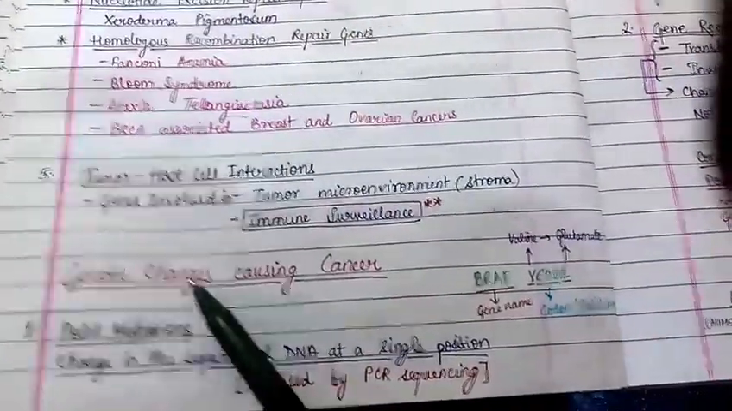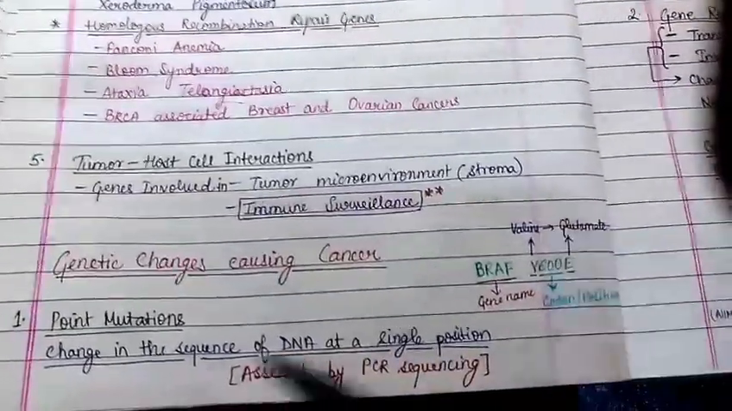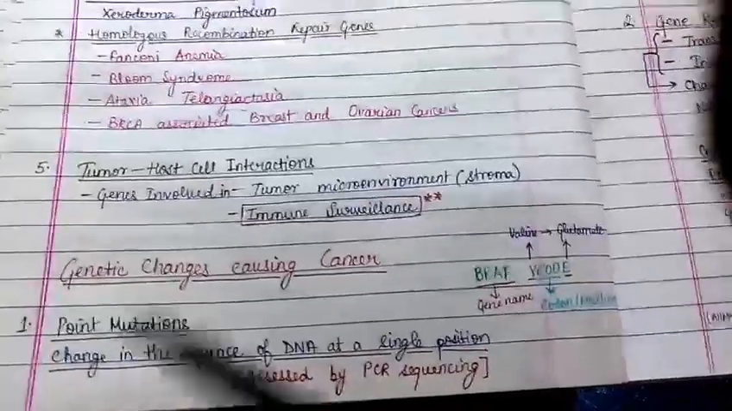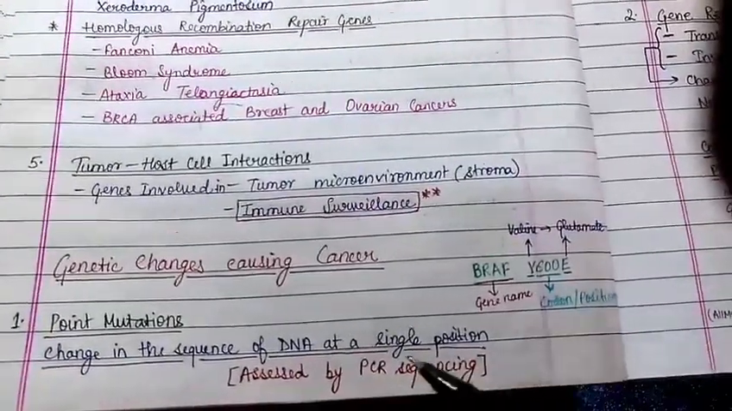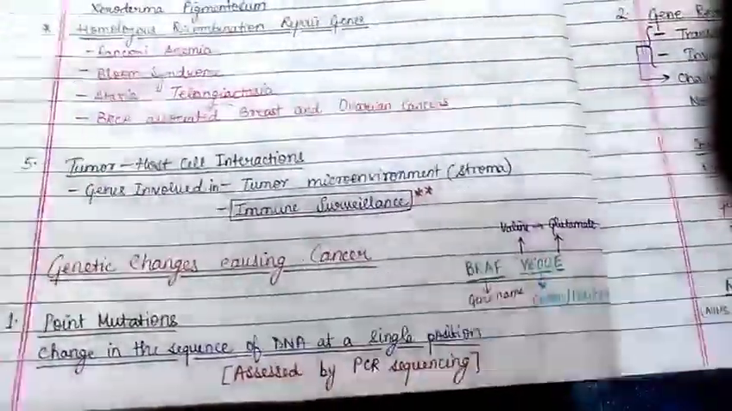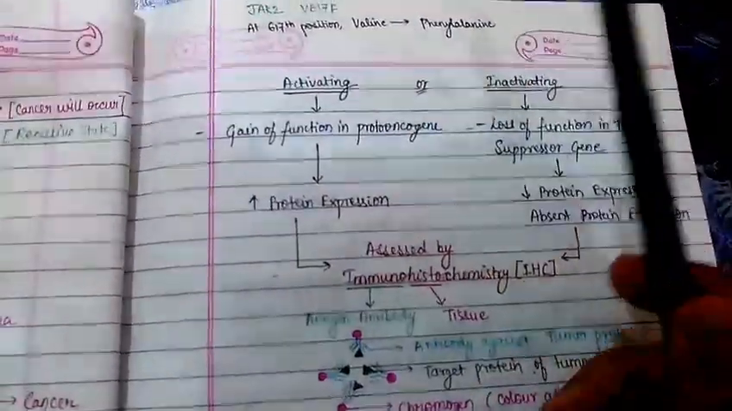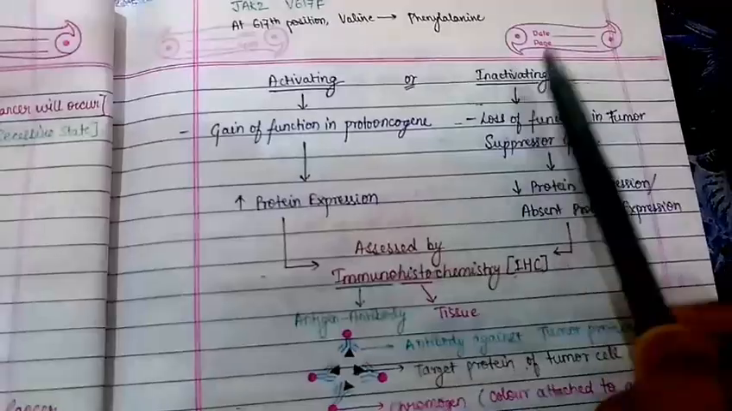Now the second part is genetic changes which cause cancer. The first one is point mutations. Point mutations are changes in the sequence of DNA at a single position. Okay, and that can also cause cancer, and it can be assessed by PCR sequencing. Now there are two types of point mutation. It might be activating or inactivating.